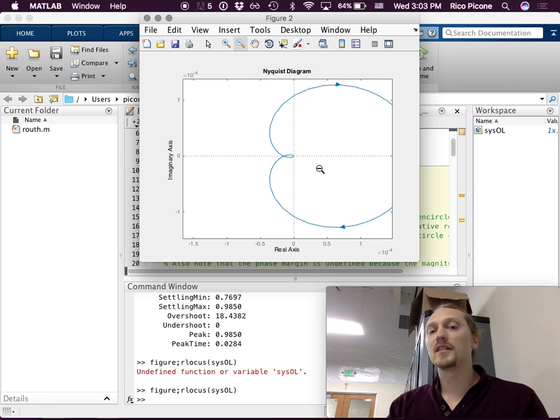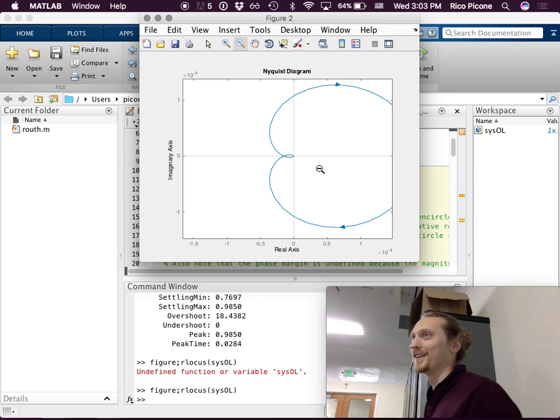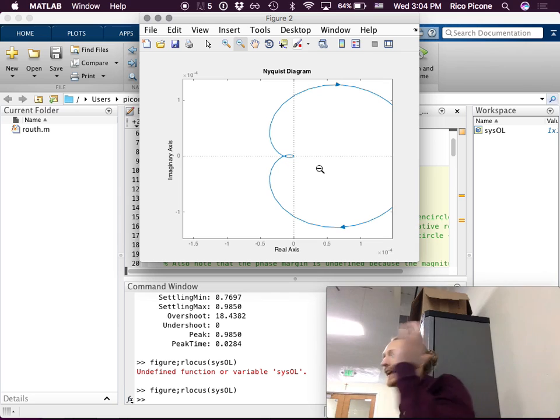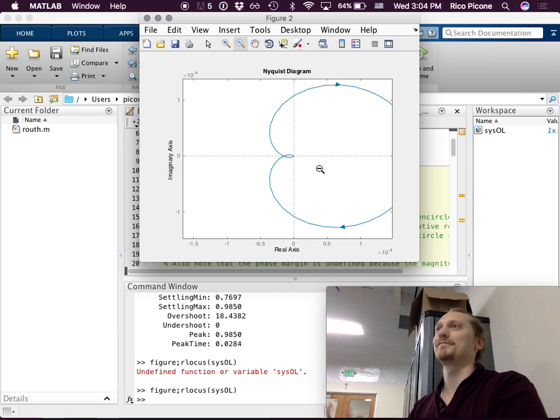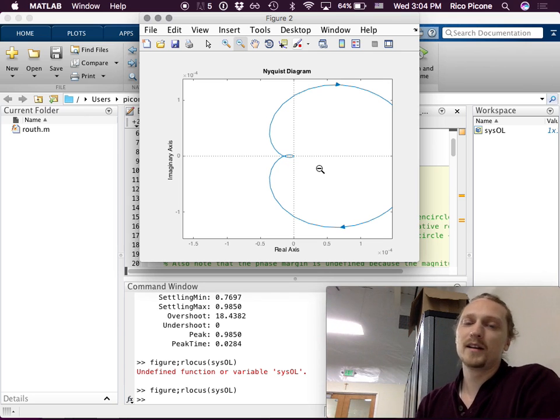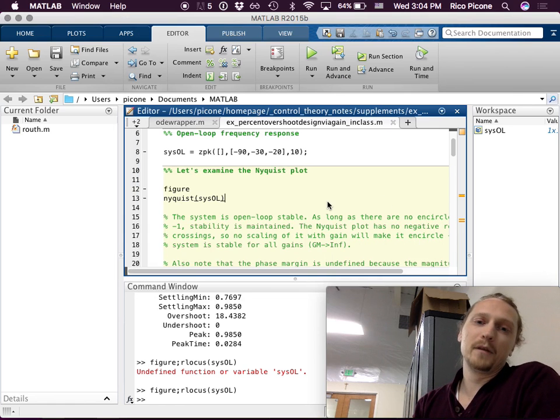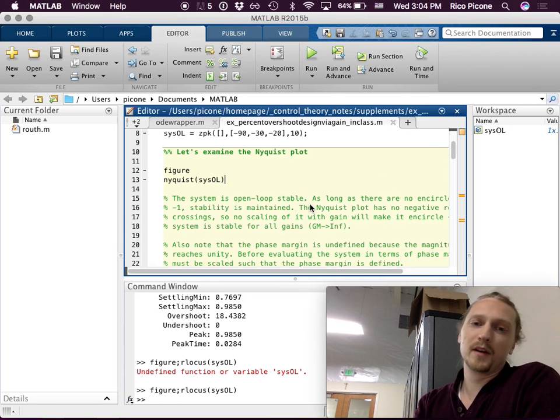And that's bad news. We have no poles in the right half plane to start, so we're good to start, but if we increase the gain, we're going to have two encirclements. So that's the thing we've got to worry about if we went forward on this problem.